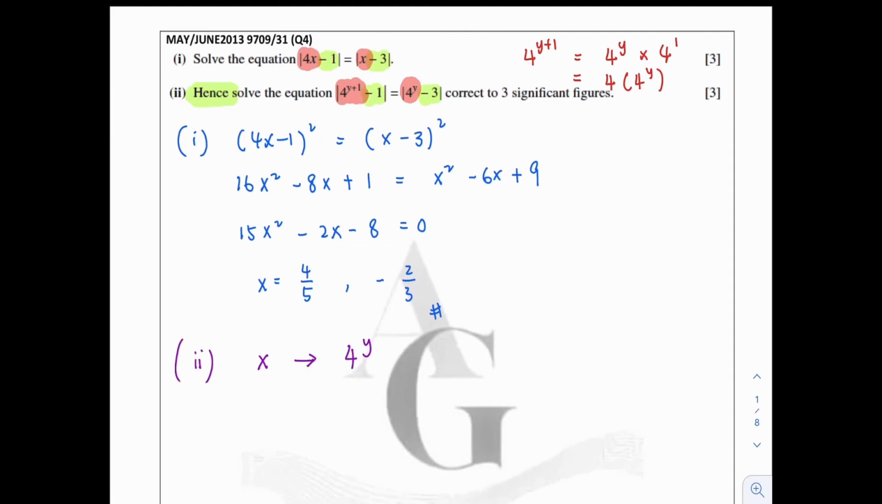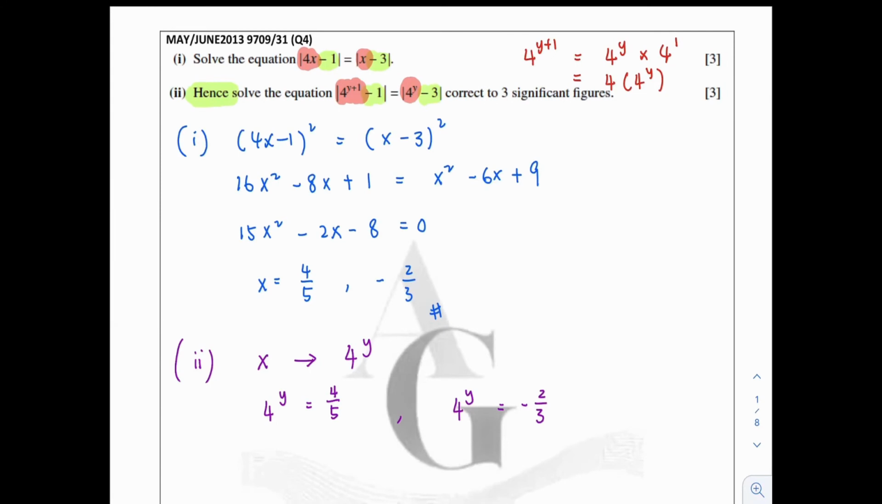Since these two equations are actually the same equation, then they should have the same solution. So from part 1, we have concluded that x equals 4 over 5 and negative 2 over 3, which means for part 2, you can use the same answer. But instead of x equals 4 over 5, for now, we will have 4 power y equals 4 over 5. And same goes to the other answer. Instead of having x equals negative 2 over 3, we will have 4 power y equals negative 2 over 3. From here, we just need to solve accordingly to get the y answer.